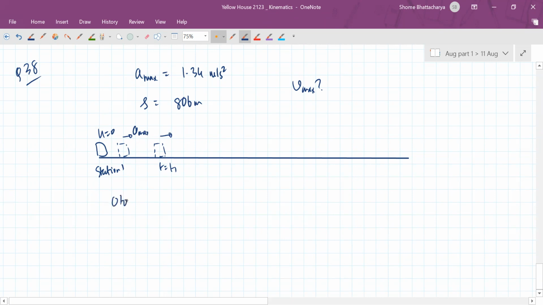So 0 to t1, the acceleration is the maximum acceleration. Then t1 to t2, it's in between going with the maximum speed that it has, but acceleration equal to 0. And then it starts decelerating till it reaches station 2, and its final velocity becomes 0. So from t2 to here, it's having deceleration at the maximum rate.